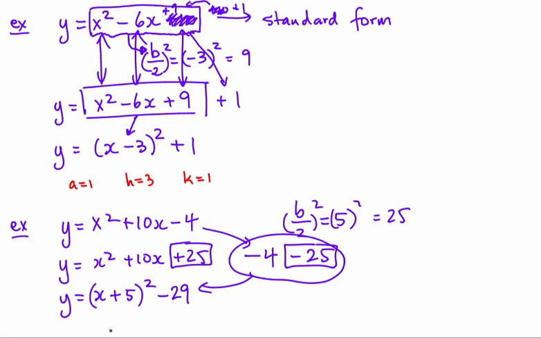And now I can figure out, well, again, a is 1. Oops, it's not b, it's h. h is negative 5, and the k value is negative 29. I can find the vertex, and I could graph this fairly quickly from here, although the negative 29 is a little bit challenging. Okay, the next one's going to crank the level up quite a bit, so just be warned.